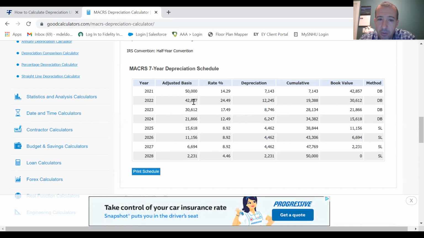One is you could take the year two adjusted cost basis and subtract the year two depreciation to get to $30,612, or you could take the original cost basis and subtract the cumulative depreciation, and that gets you to the same $30,612. You multiply that by the rate, the 17.49, and you get depreciation of $8,746, and you keep going until you've taken up all of your depreciation.